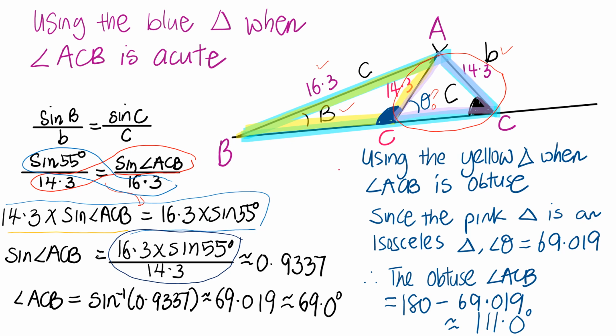which is 111.0 degrees. So for this particular question, if you only give one answer, which is 69.0 or 111.0, then your answer will not be complete. For this question, it is possible to draw an acute angle triangle for ACB and an obtuse angle ACB. Therefore, you're supposed to get two answers, one which is 69.0 and one which is 111.0.